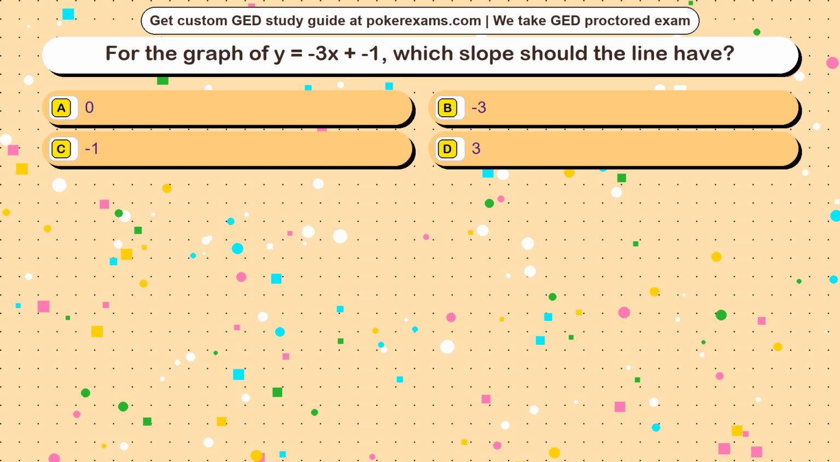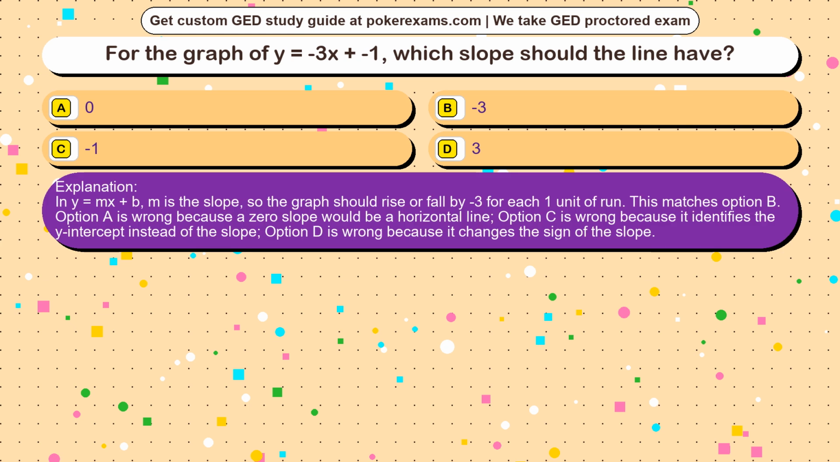The correct answer is option B. In y equals mx plus b, m is the slope, so the graph should rise or fall by -3 for each 1 unit of run. This matches option B. Option A is wrong because a 0 slope would be a horizontal line. Option C is wrong because it identifies the y-intercept instead of the slope. Option D is wrong because it changes the sign of the slope.